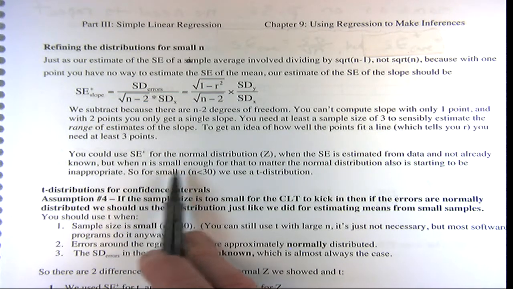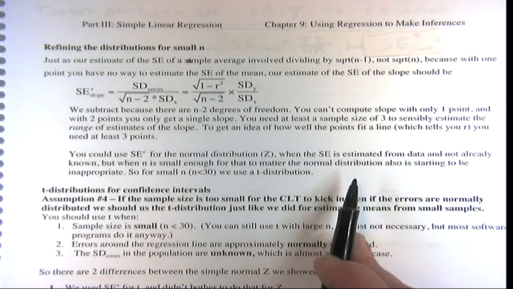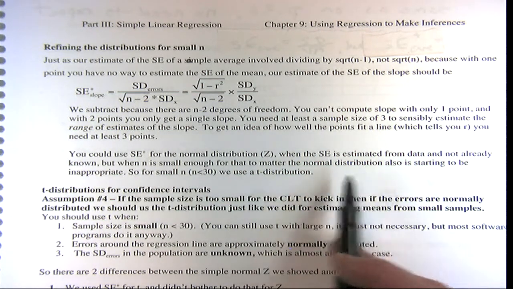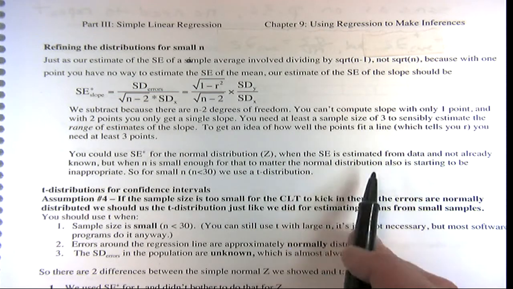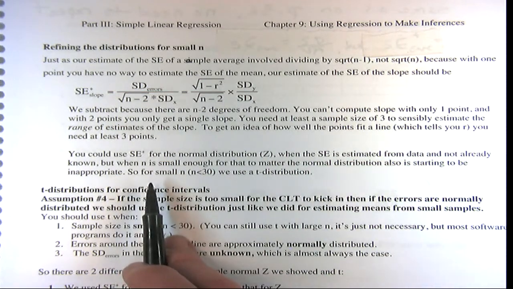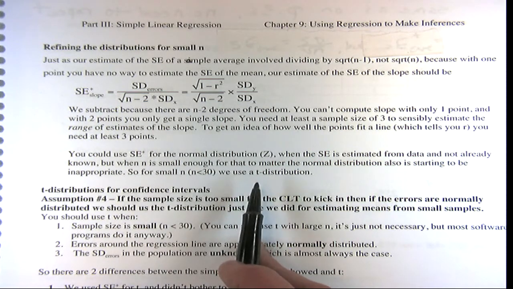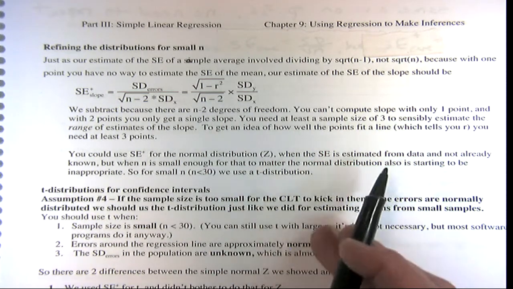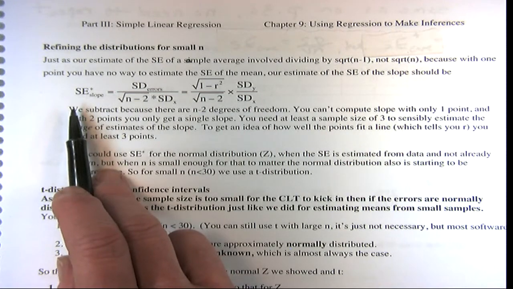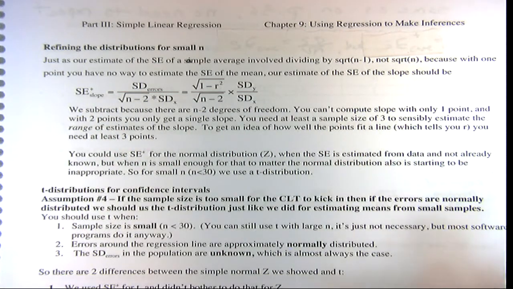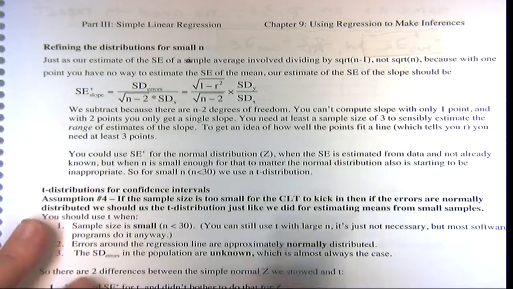But when n is small enough for that to matter, well, then the normal distribution won't be appropriate, and we'd have to use the t-distribution anyway. So for small n, let's say n less than 30, we're going to use a t-distribution, and we'll use this estimate for our standard error. Okay, so let's see what we're going to do here.